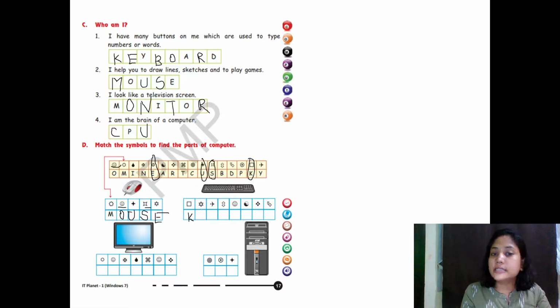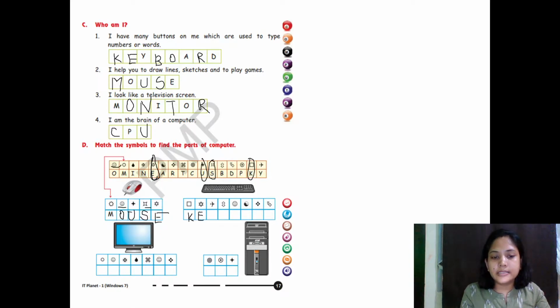Now this is a star. Where can I see the star? Yes, it was here. It is already circled. What is the sign here? E. So I am going to write E here.